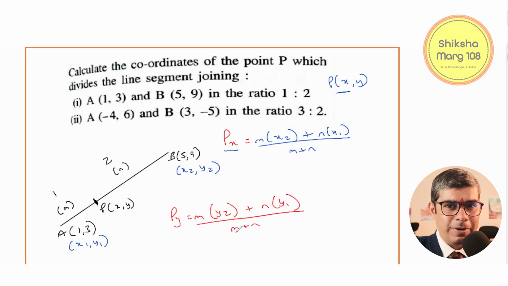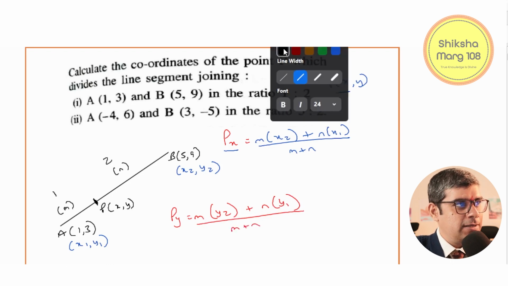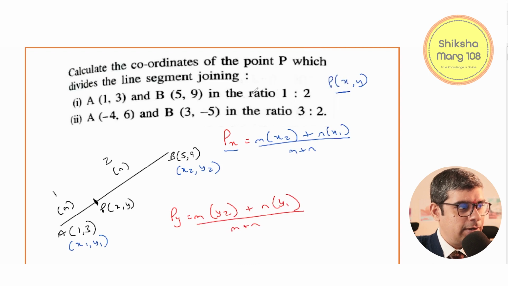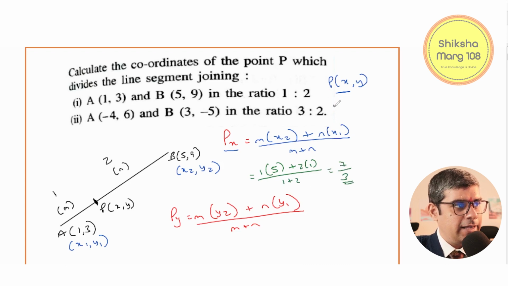Pretty straightforward, isn't it? Now we're going to be putting the values over here. Let me use a different color ink. So m is given as 1, x2 is given as 5 plus 2 times 1, the whole upon 1 plus 2, which is m plus n, 1 plus 2. That's going to be 5 plus 2, 7, the whole upon 3. So that's the first bit. We got the x coordinate as 7 over 3, right?